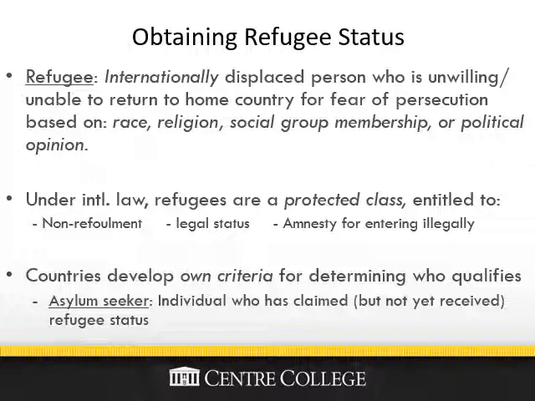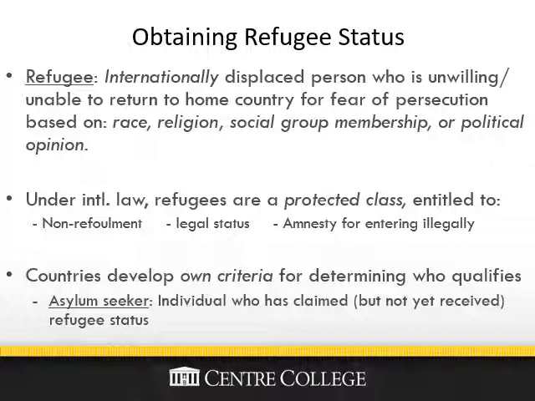Among migrants, one of the few categories that's afforded protected status under international law is a refugee. A refugee by definition is an internationally displaced person who is unwilling and unable to return to their home country for fear of persecution on the basis of their religion, their race, social group membership, or political opinion.